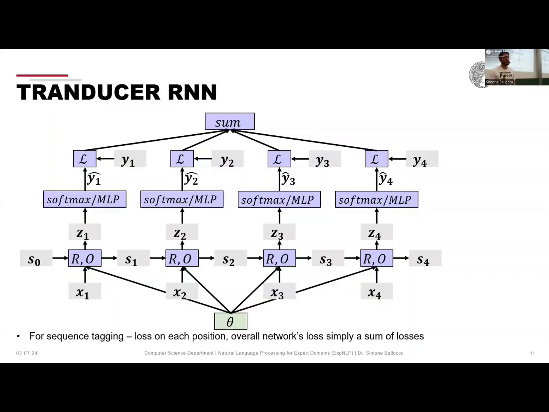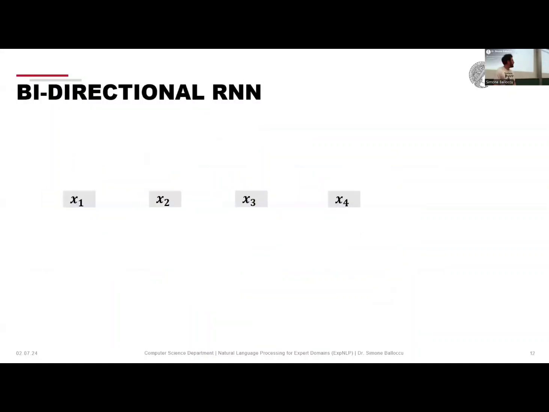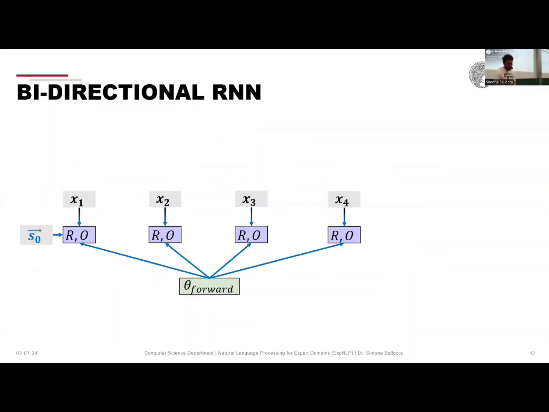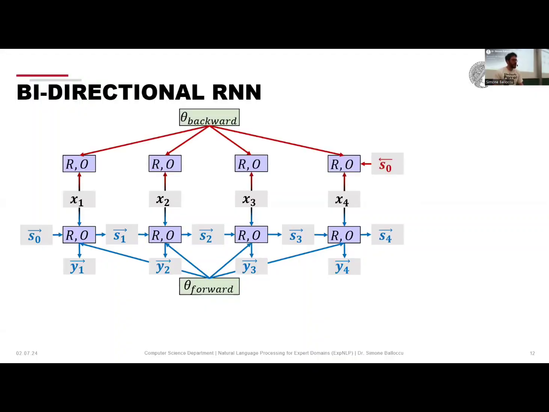Now, as your colleague was saying, we have the bidirectional RNN. We have our input, and we do our usual stuff. We have our cell; notice it's called theta forward. We compute a state and output, a state and output, a state and output, a state and output. Then I do the opposite: I have another RNN which goes backward, starting from the last token, computing a state and output each time.